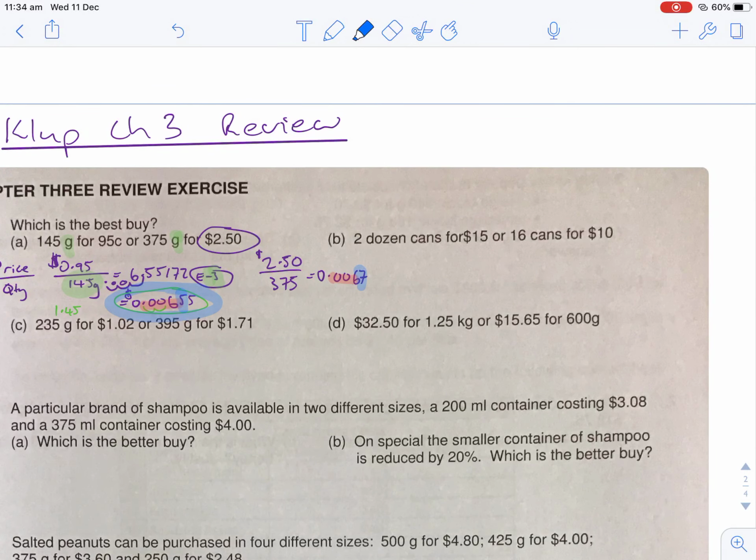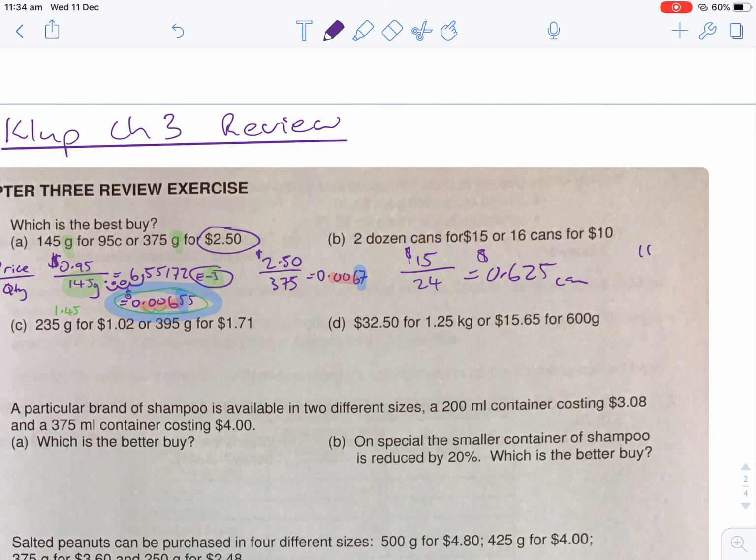Now let's do the next one. So the next one, we have 2 dozen cans so this one's going to be price per can for $15 or 16 cans for 10. So price always on top. So my dollars divided by, in this case, my cans. 2 dozen, a dozen is 12, so 2 dozen would be 24. So 15 divided by 24 gives me a price of 0.625, which is my dollars per can.